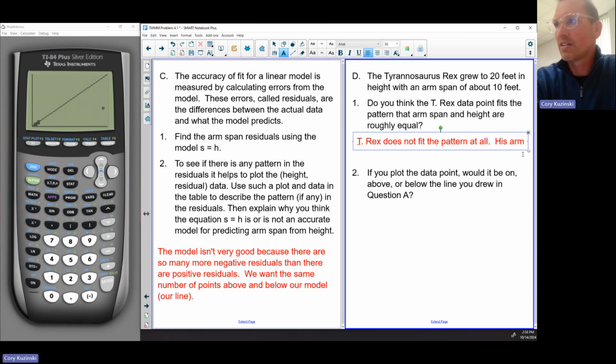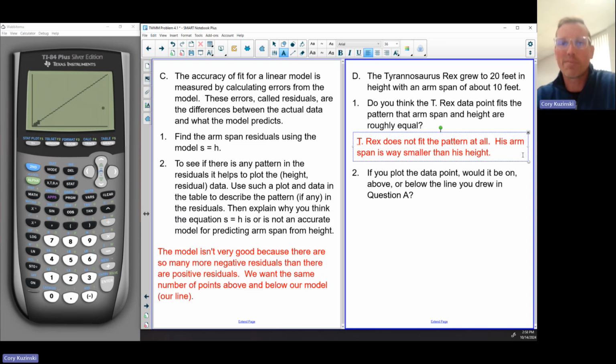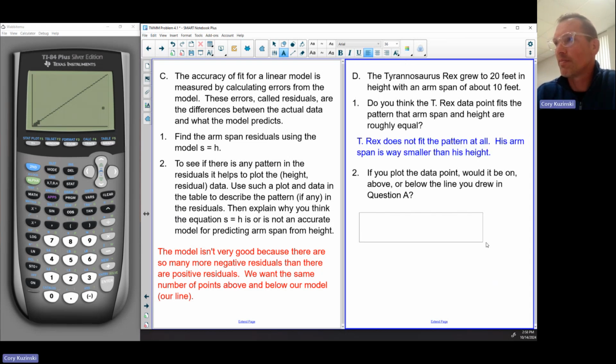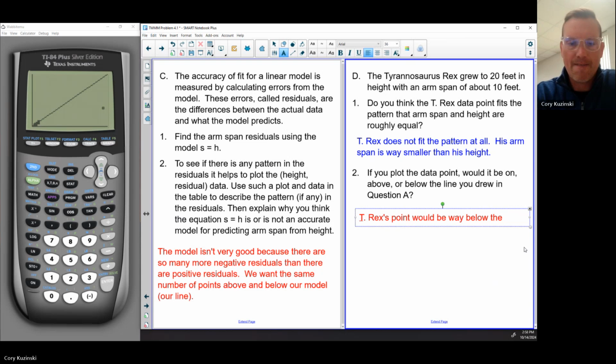His arm span is way smaller than his height. Still a huge arm span, bigger than you and I, right? But, all right, if you plot the point, would it be above or way below? T-Rex's point would be way below the S equals H line.